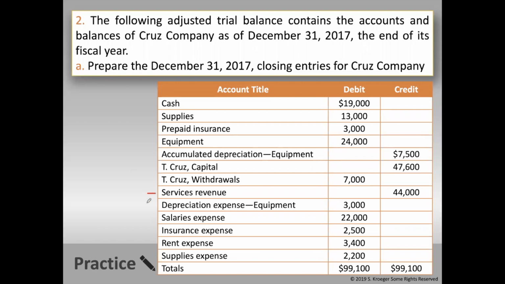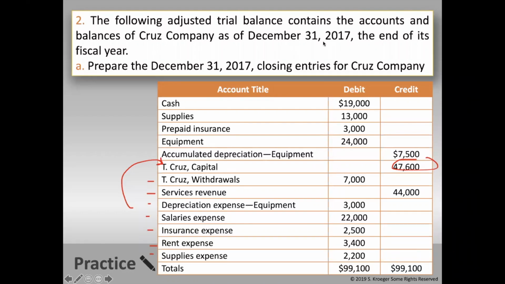The revenue and all the expense accounts and the withdrawals account will all be closed into capital. The rest of the permanent accounts up here will stay the same. These temporary accounts will disappear and the balance in the capital account will be updated to reflect all of these accounts going into this one.